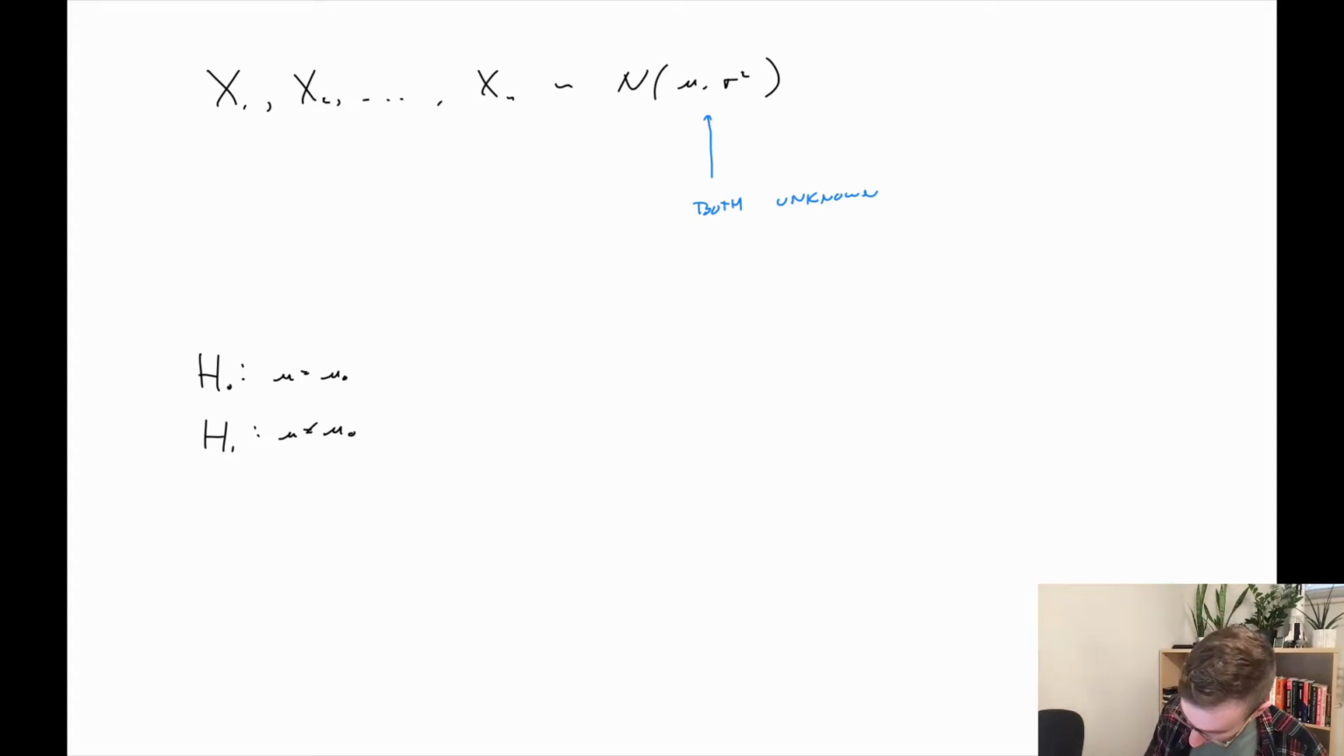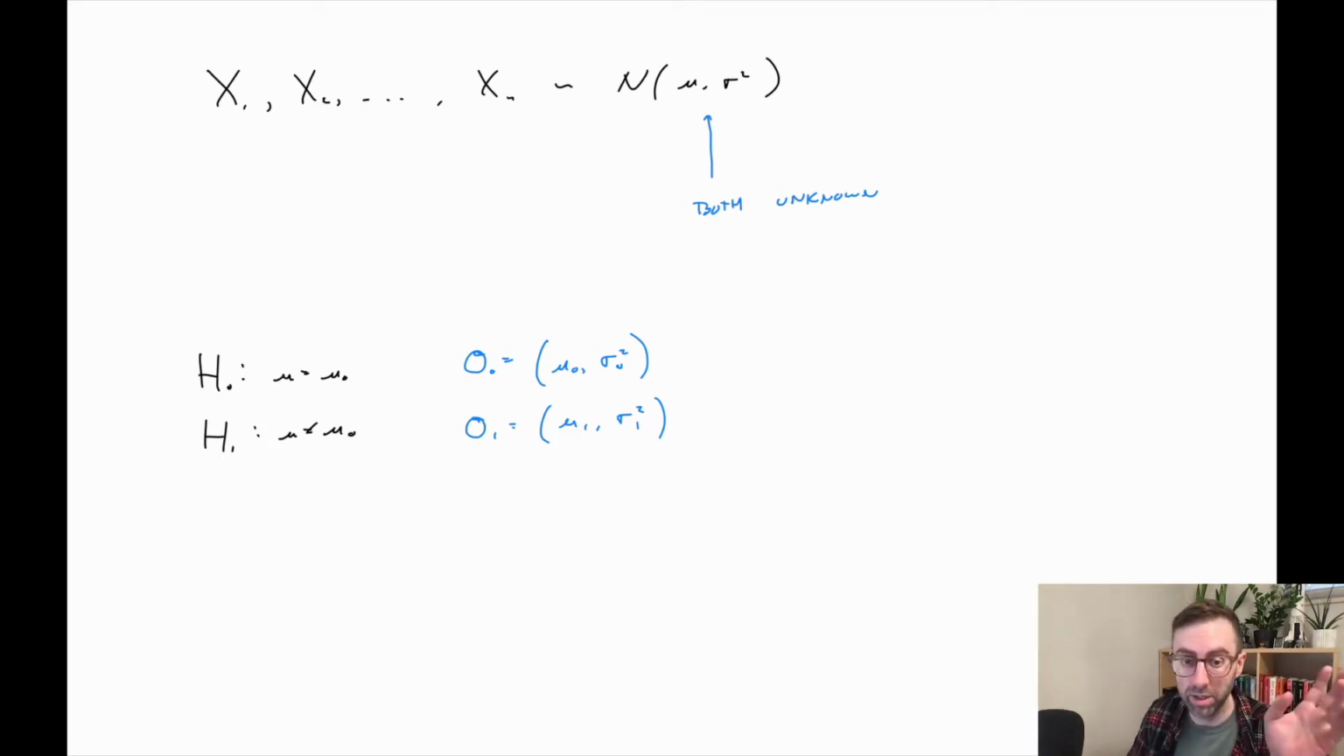So what we could do is we could say, well, the parameter for the null is mu sub 0 comma sigma squared sub 0. And similarly, for the alternative, we would have mu sub, let's call it 1, comma sigma squared 1. Now, the thing is though, of these two parameters, well, sorry, let's call it 4 parameters, right? So mu 0, sigma squared 0, mu 1, sigma squared 1, only 3 of them actually need to be estimated.